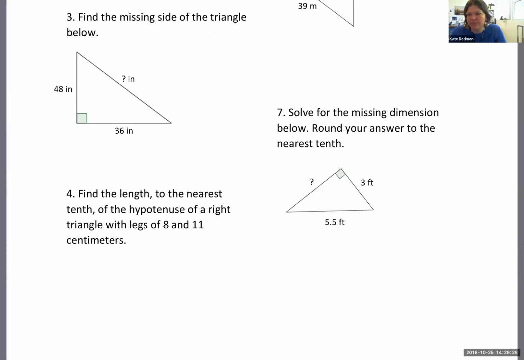This is more typical of what students expect to do with the Pythagorean theorem. So the first thing I told you we could do was prove that a triangle is right. But that's not the only thing we can do. Anytime we have a formula, if we know that formula will work for us, then we can use it to find a missing variable. Okay, so number 3 says find the missing side of the triangle below.